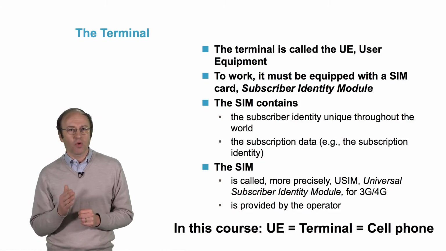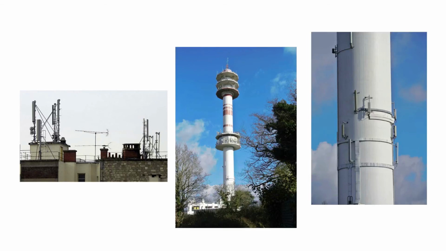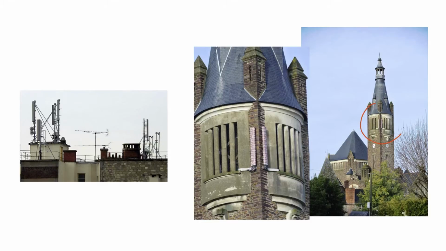Obviously, the network is not limited to that. If we walk in the street, we see antennas on the roofs of buildings like this one, or on towers like this one. With a zoom, we can clearly see the antennas. In some cases, it's a bit more difficult to see, but here we have an antenna on this church. If we zoom in, we can clearly see the antennas on the bell tower of the church.